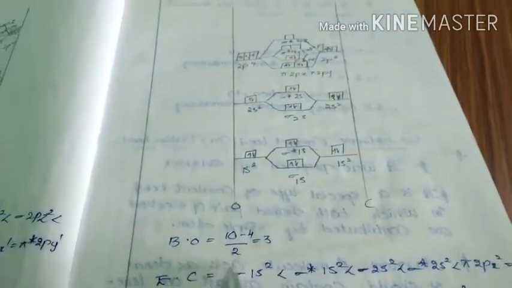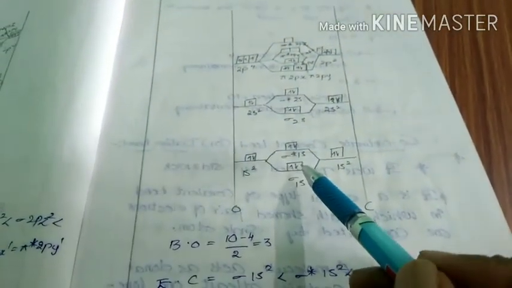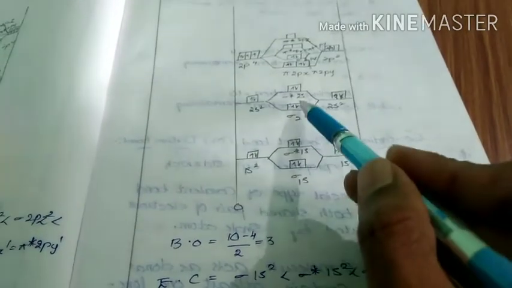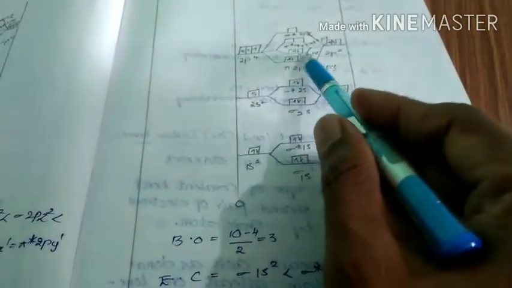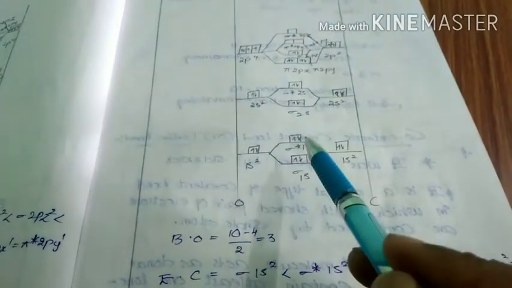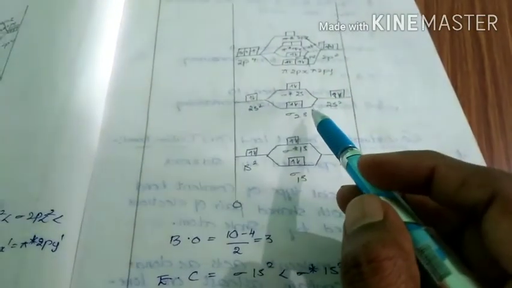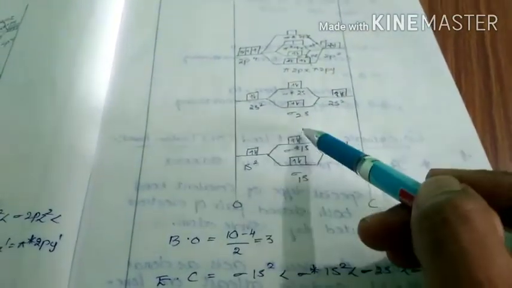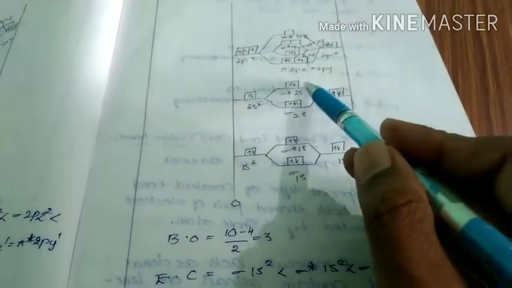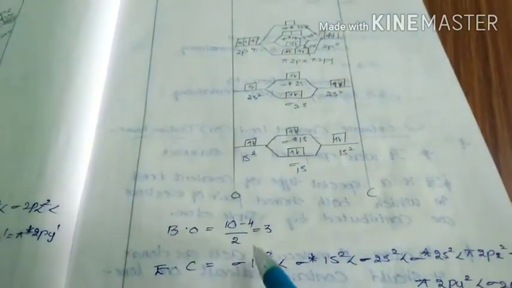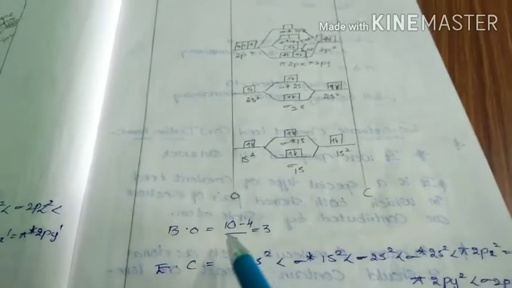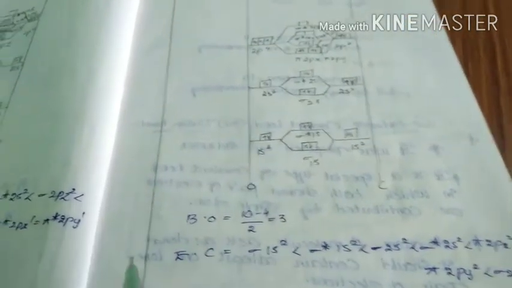Then what about bond order? Bonding electrons, that means 2, 2, 2, 2, 2. Total 10 electrons. Bonding electrons means electrons present in bonding molecular orbitals. Anti-bonding means stars: 2 plus 2, 4. 10 minus 4 by 2, total 3. That means between C and O, 3 bonds are present.